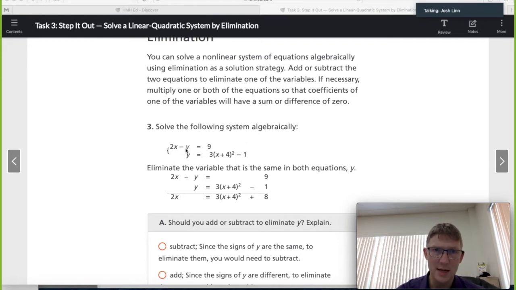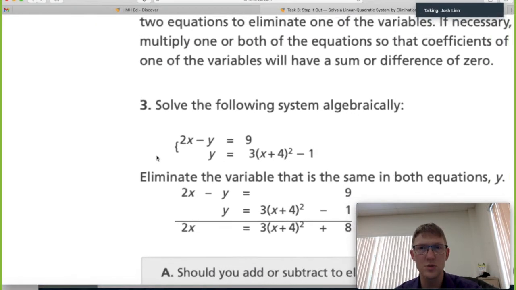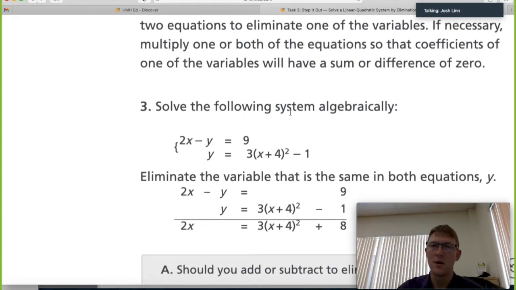So for here, solve the following system algebraically. We've got 2x minus y equals 9, and this weirdly spaced out y equals 3 times x plus 4 quantity squared plus something. They weirdly spaced it out here intentionally because when you're going to solve a system by using the process of elimination, you want to line your variables up. So in this case, they're going to eliminate their y, and I assume that we're going to eventually solve for x and something like that.